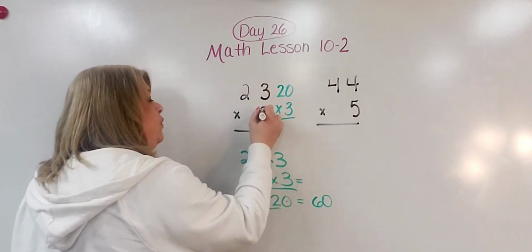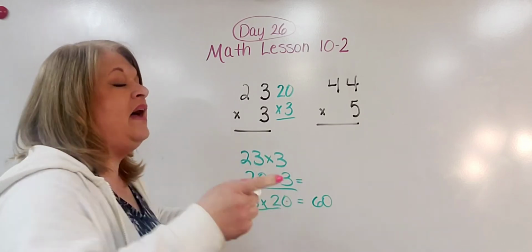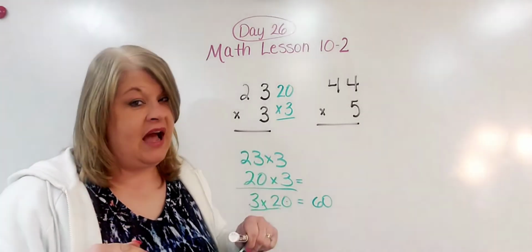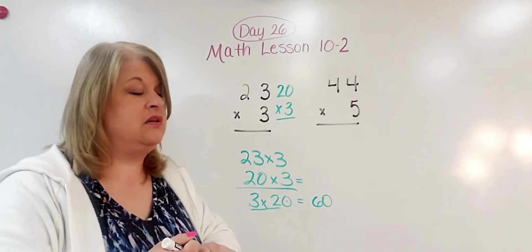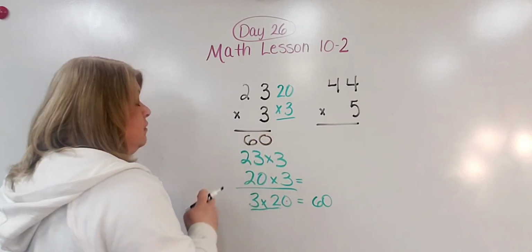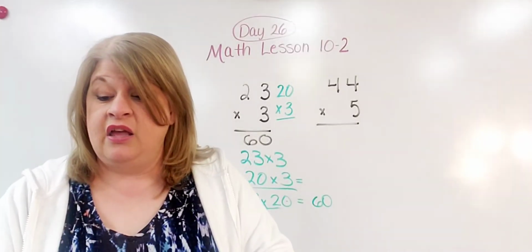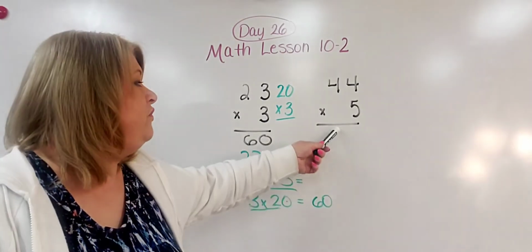So underneath 23 times 3, I'm going to write my estimate, not the real answer. Don't write the real answer. Write the estimate. 60. Because the directions say to estimate. Doesn't say tell the real answer. Let's go over to here.